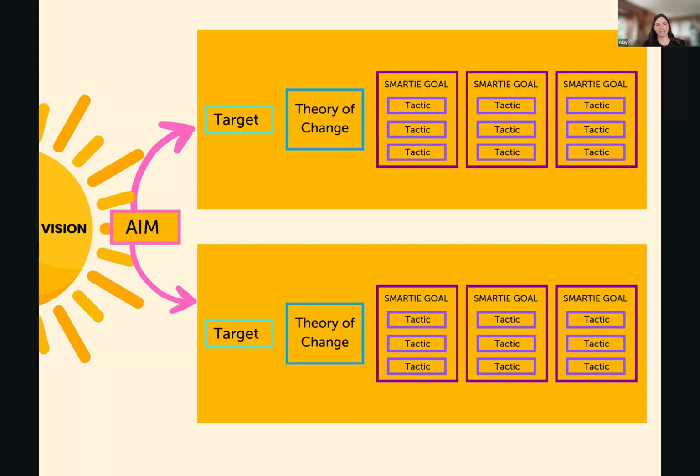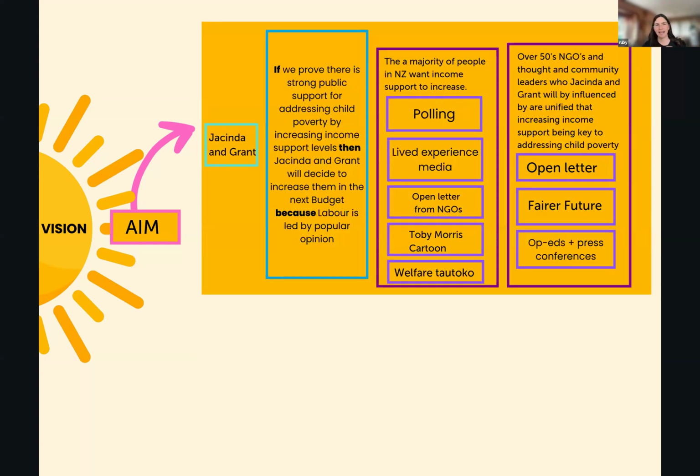So let's jump over to the next slide. Here is an example of one of the theories of change and one part of the campaign that we did for increasing income support levels. We had identified Jacinda and Grant as our targets, and we had our theory of change, which Vera talked about earlier. These are two of our SMARTY goals. This was a campaign over a longer period of time, so this isn't complete, but these are some examples.